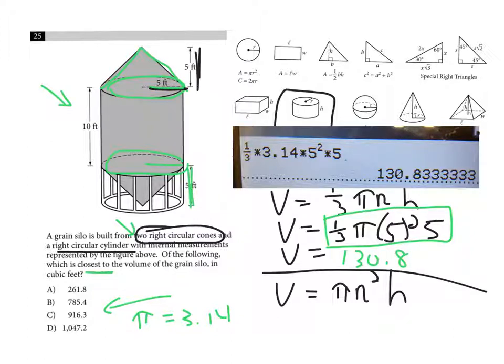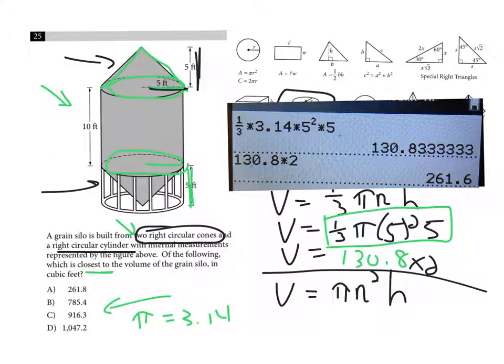And the question says there's 2 of them, and this bottom cone seems to have the same radius of 5 and the same height as 5. So I'm going to multiply that volume by 2 to get the volume of the top and the bottom right circular cones. So in this case here, so far the volume is 261.6.